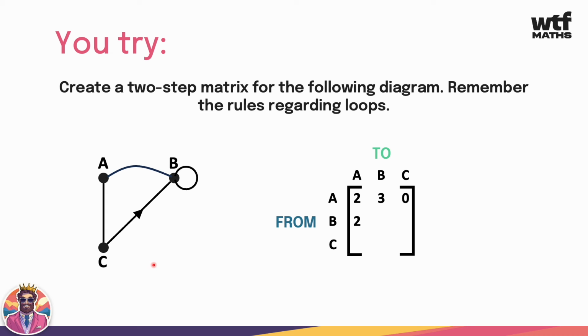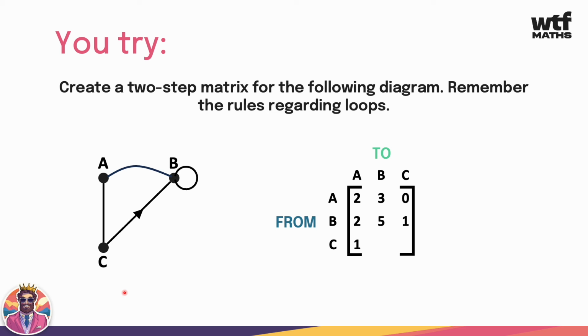Next one, B to A is 2. We could go clockwise left or anti-clockwise left. Next one, B to B is 5. It's pretty much identical to the last example we did. Hopefully you understand all those 5 routes. And then B to C is 1. You can only go from B to A and then A to C.